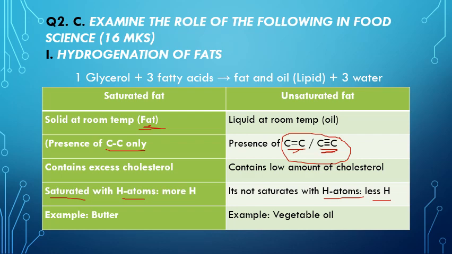Because remember, carbon can only accommodate what? Four. So if it already has two occupied here, there's only room for what? Two more. In this case, it has three occupied already, so it can only accommodate one extra, as compared to this one where you have just a single bond, so it can accommodate three extra. That's the reason why hydrogenation is possible here, but not here. Take note. Then finally, we have examples of saturated fats like butter and unsaturated fats like vegetable oil. Okay.